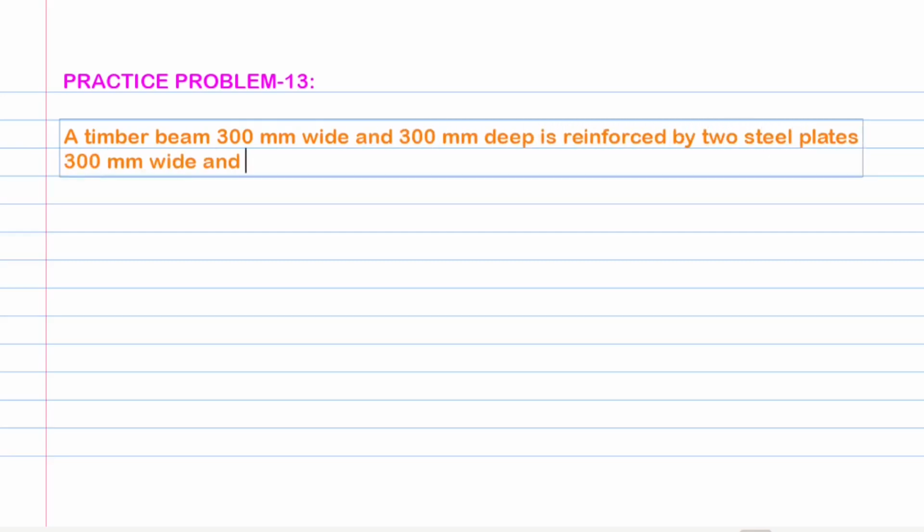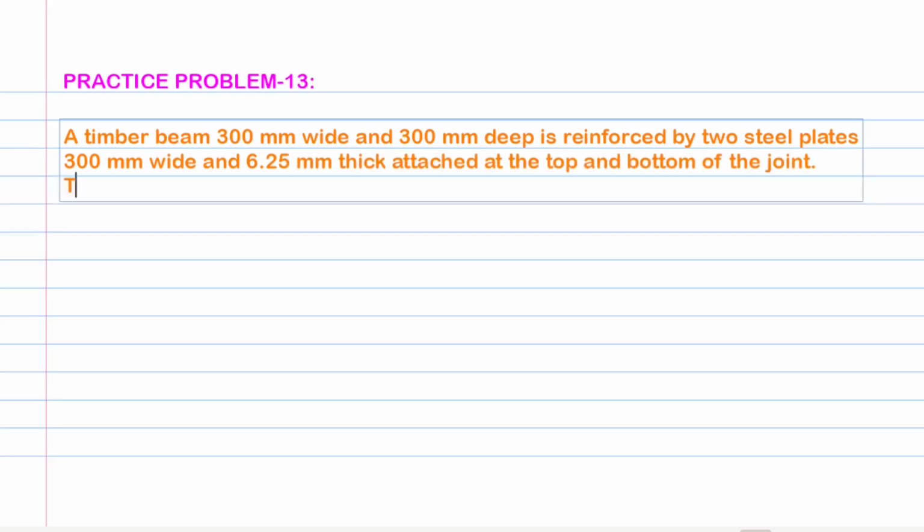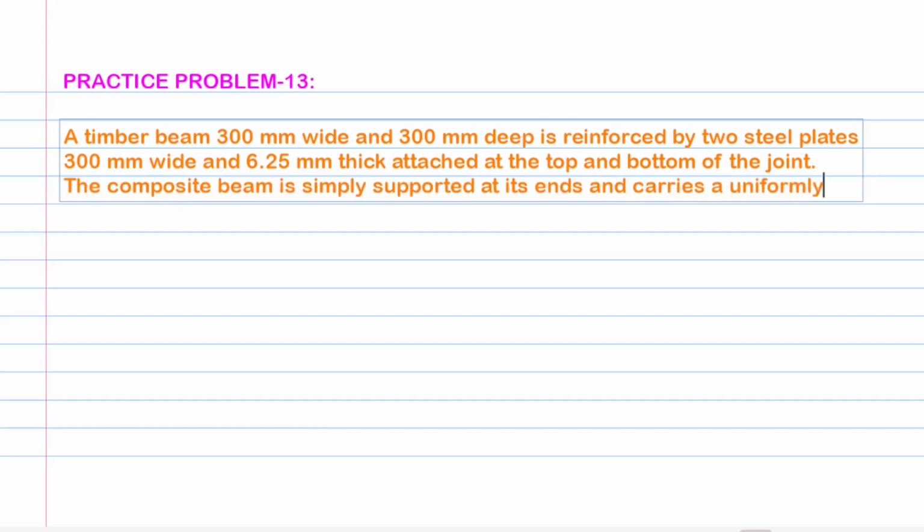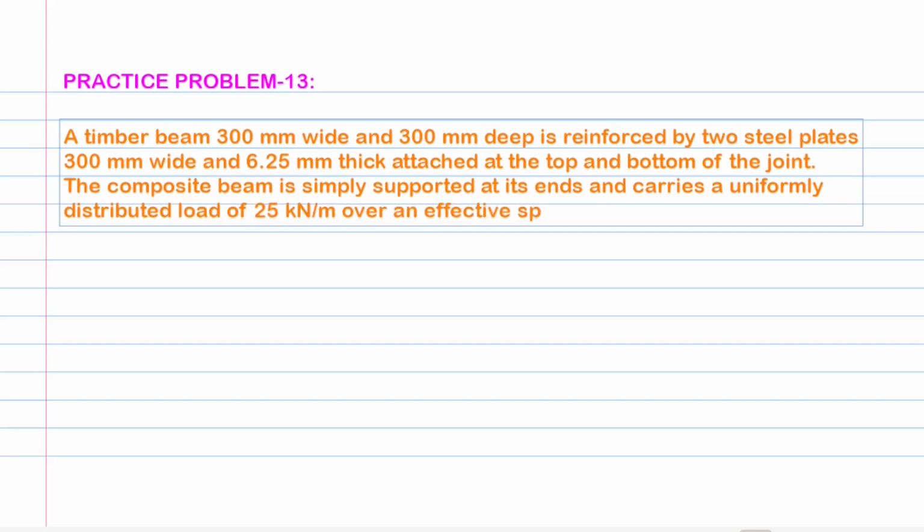Now we proceed to the last practice problem here. A timber beam 300 millimeters wide and 300 millimeters deep is reinforced by two steel plates 300 millimeters wide and 6.25 millimeters thick attached at the top and bottom of the joint. The composite beam is simply supported at its ends and carries a uniformly distributed load of 25 kN per meter over an effective span of 6 meters.